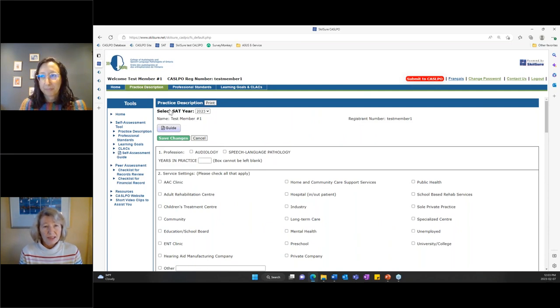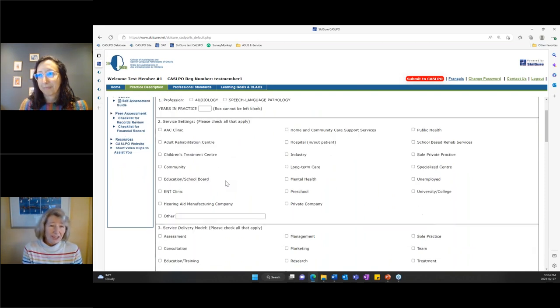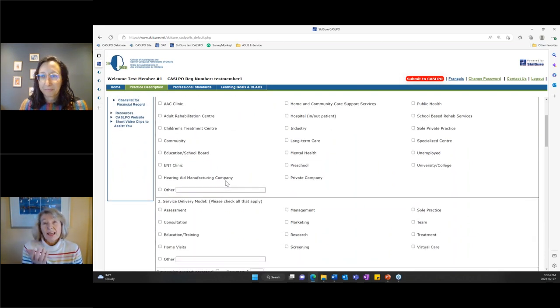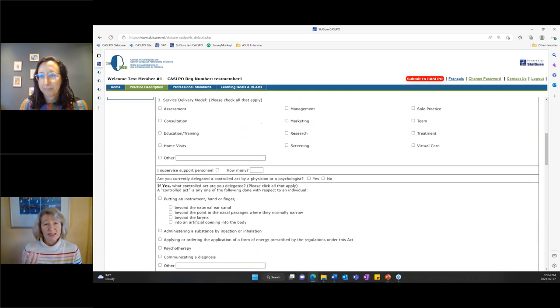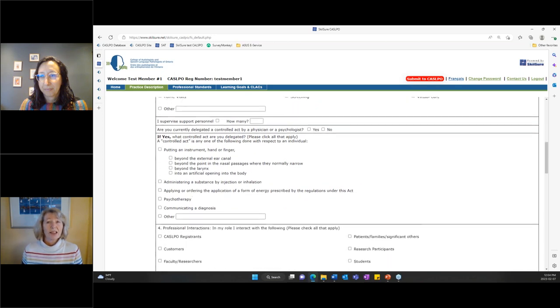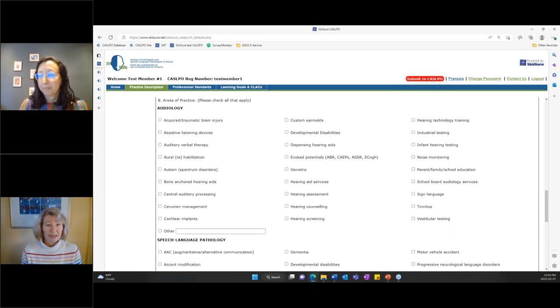So for practice description, I think most of it is self-explanatory. So, you know, where you work, how many years you've worked, the area of practice, do you work with support personnel or not? Have you been delegated any controlled acts? So you fill those in to best suit, obviously, your type of practice.